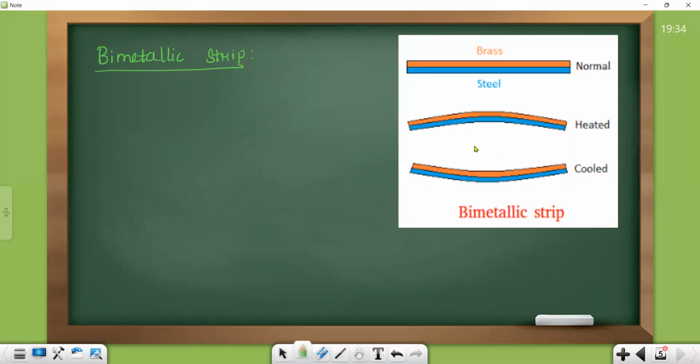And when you cool, brass contracts more, and its shorter length puts it on the inside. Inside, shorter length is shown. When heated, outside, longer length is shown. Can you see? So brass and steel are the two metals we are using. When you are heating the two metals, brass expands more than the steel. So you can see the outward expansion here, and the brass is the one which contracts more than steel again. So here shorter length is shown on the inside.